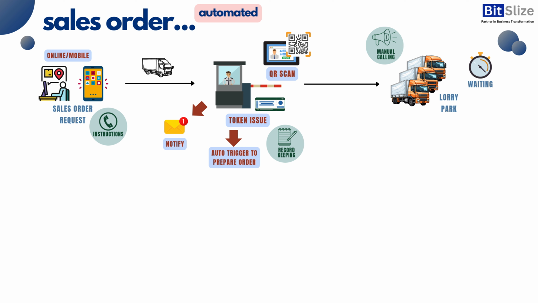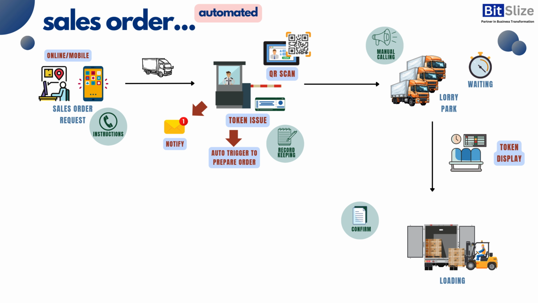In the meantime, the loading bay is alerted to prepare the order, and finance is informed to process the order. A display board shows the queue position and estimated loading time, reducing waiting periods. When a loading bay becomes available, the display updates to indicate the assigned bay. Once loading begins, the loading bay confirms the process with a single click, verifying all order line items digitally.